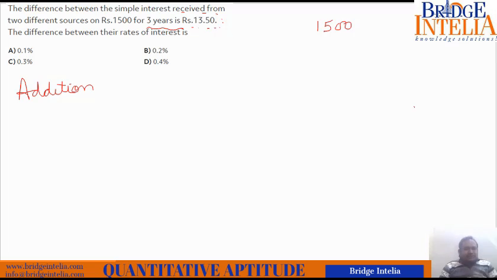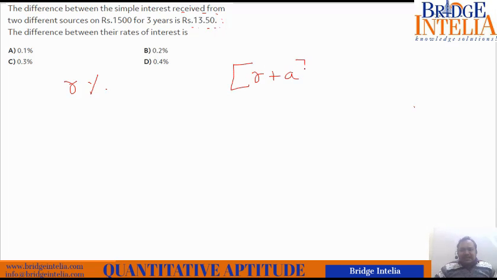So let the interests be R% and R plus A%. So this additional is what will create the difference. You are going to get A% extra. So this is the difference. If somebody asks you what is the difference in interest in both the cases, you will say A% is the difference. So this A% is additional that you are going to get.